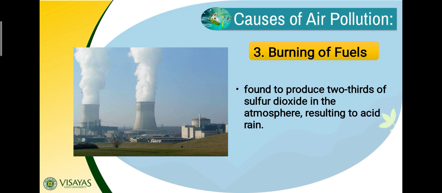Now, why is sulfur dioxide harmful? It is because these pollutants are linked to acid rain, which destroys buildings and establishments in cities.